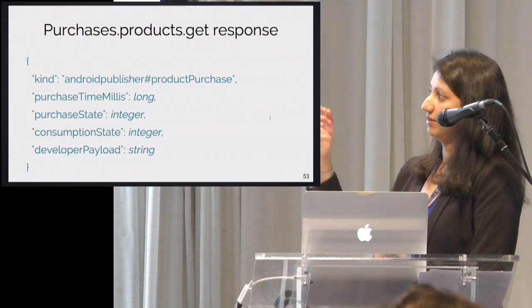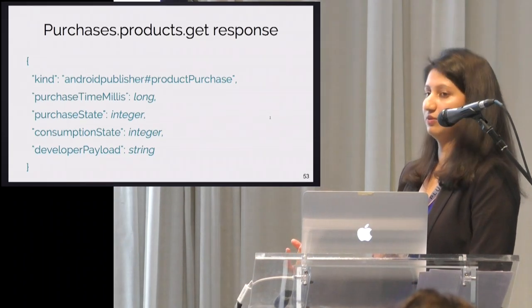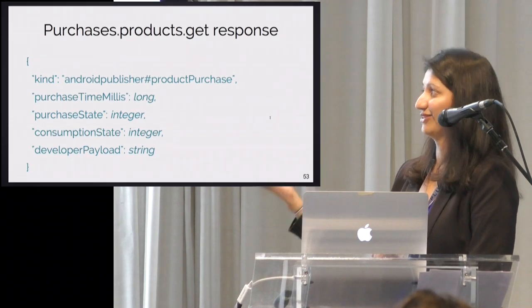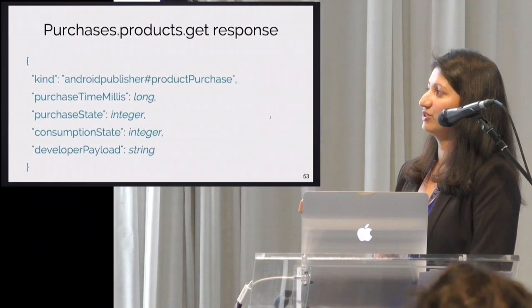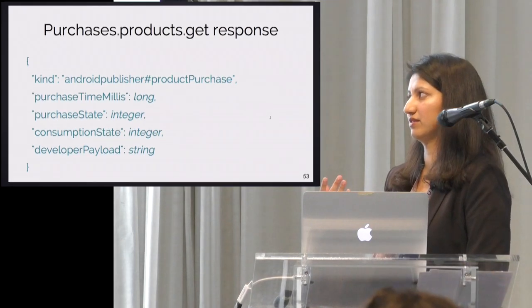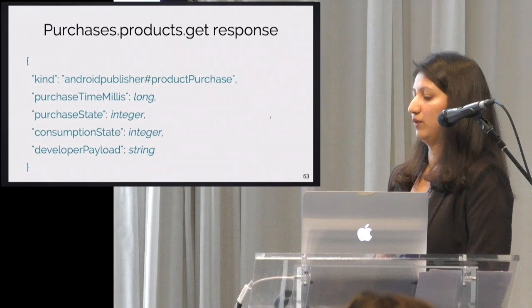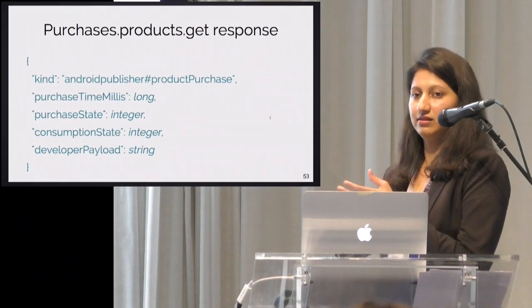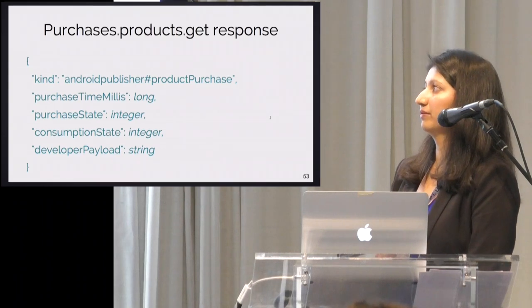And then the purchase time in milliseconds, the purchase state, which is 0, 1, or 2: purchased, canceled, or refunded. And then you have consumption state, which is 0 or 1. 0 means it's not consumed, and 1 means it's consumed. And then the developer payload, if you have set it, then the developer payload should show up here.